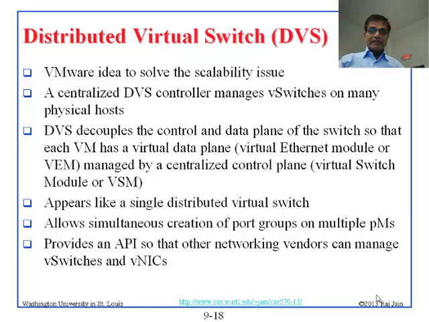That is DVS. It appears like a single distributed virtual switch and allows simultaneous creation of port groups on multiple VMs. On this switch, you could say, I need 100 more ports: 5 on this machine, 10 on this machine, 3 on this machine. It also provides an API so that other networking vendors can manage the vSwitch and vNICs. When someone creates something proprietary like this, they make sure everybody else follows them, so they made a standard API. Cisco is following, HP is following VMware.